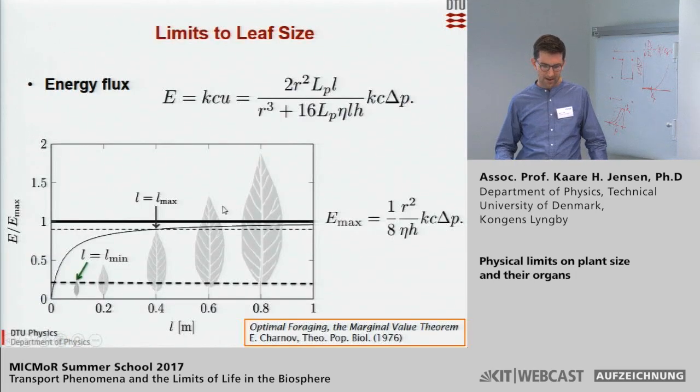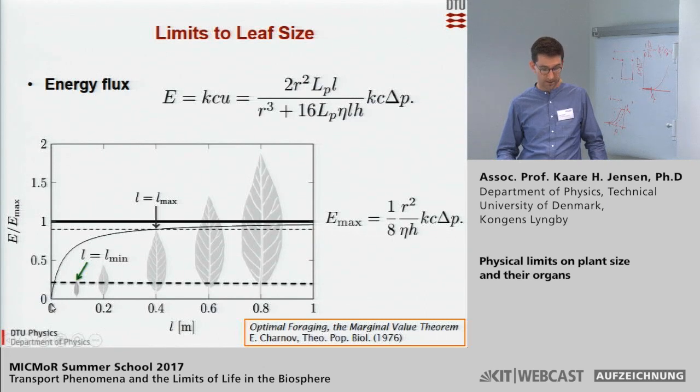So let's try to see what happens when I try to find how big I should make my leaf. If I just look at this equation up here, I can say the energy flux coming out of the leaf, per area of vasculature, is proportional to speed times sugar concentration. So I just get some equation for that here. And if I plot that as a function of just leaf size, I get a curve which looks like this.